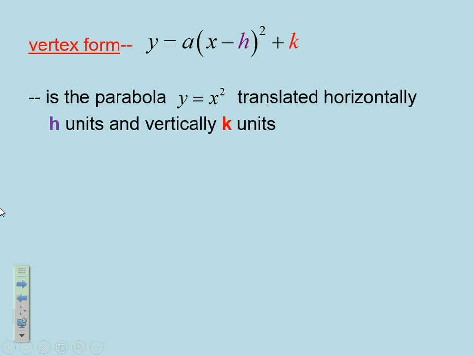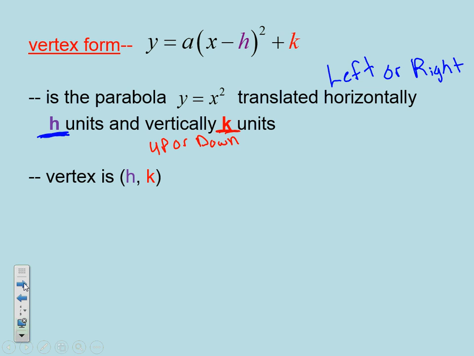Now, whenever we have an x squared, we're going to have things translated horizontally, which means from left or right, depending on what our h is. And it's going to move vertically, which means up or down, depending on what our k is. Now our vertex is always going to be (h, k). Now if you recall back from our absolute value, my x value is going to be the opposite of h. And then my y value is going to be my k.